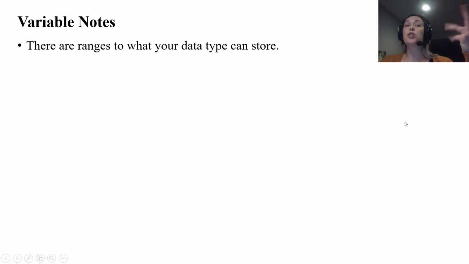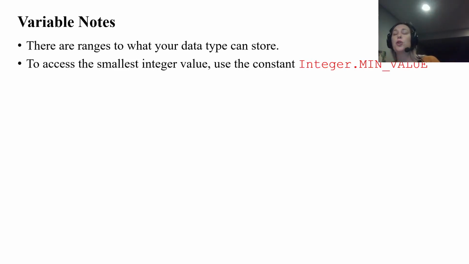All right, to wrap up here, there's just a few extra notes I want to talk to you about with variables. Again, there's ranges to what your data type can store, the max and the min amount. For integers, okay, because integers are used on the AP exam for integer values, we use what's called a constant in order to access the minimum or the maximum value that an integer can store. So if we wanted to access the smallest integer value, in red right here, this is the constant that we use. Okay, so notice how it's not a number. It's actually going to be an identifier that we use.